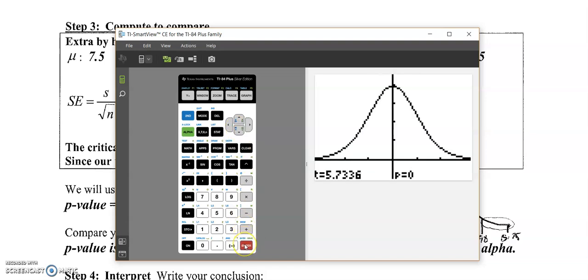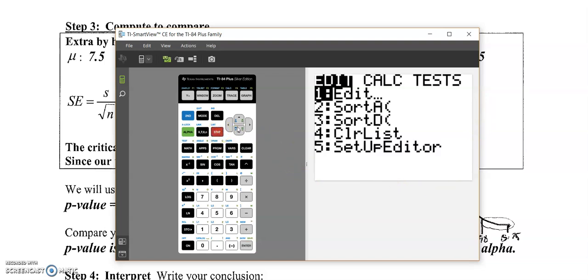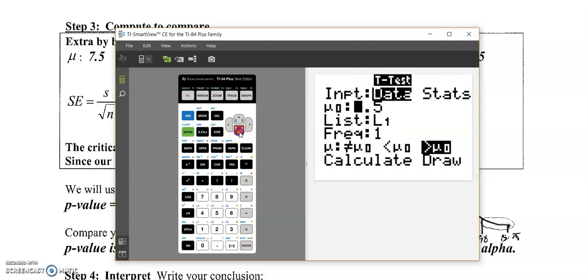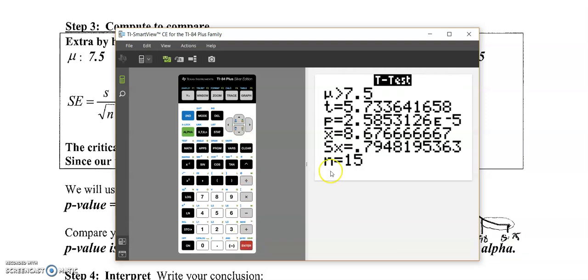So if we did the draw, hit enter, we find that our test statistic is 5.73, which matches pretty closely to our 5.75, and our p-value is essentially 0. If you want to know the exact p-value, you go to stat, over to test, choose t-test, and then we choose calculate versus draw, and you can find your exact p-value.